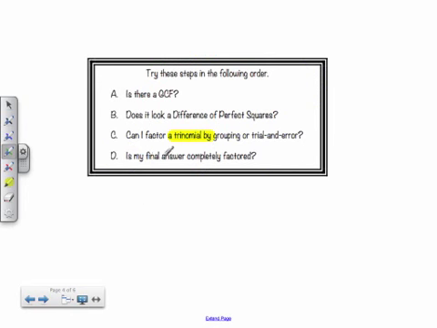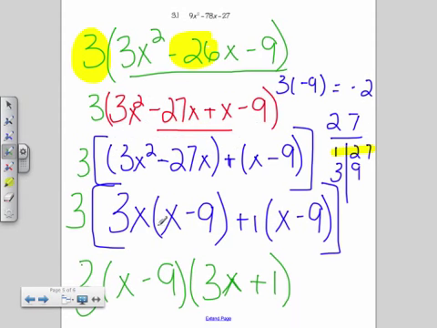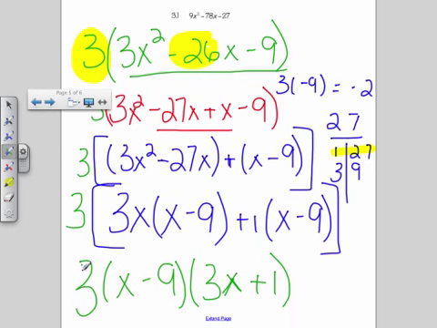Don't forget the last important question. Is my final answer completely factored? So if I look at my final answer right here, is there anything else that I can do with this 3? There isn't, because it's a monomial. Then I would look right here and see if there's anything else I can do with this x minus 9.